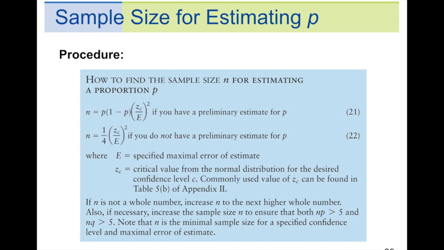If n is not a whole number, increase n to the next higher whole number. Also, if necessary, increase the sample size to ensure that both np and nq are greater than 5. So don't round n, bring it to the next higher number, and make sure it meets both np and nq greater than 5. Note that n is the minimal sample size for a specified confidence level and maximal error of estimate. So it's not all you need, but it's the minimal that you need, so you can go above.